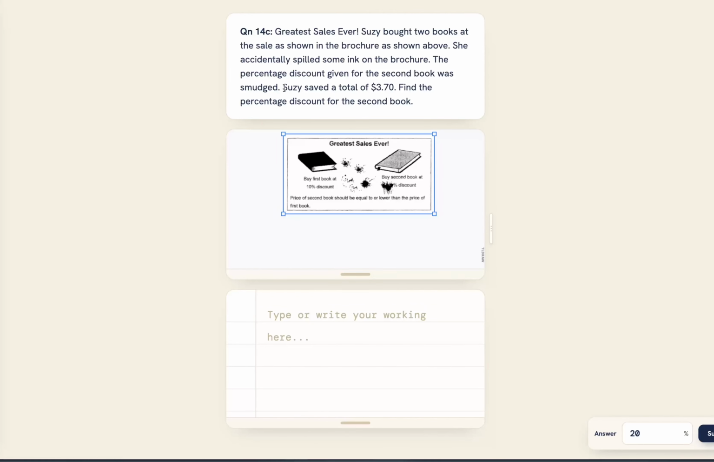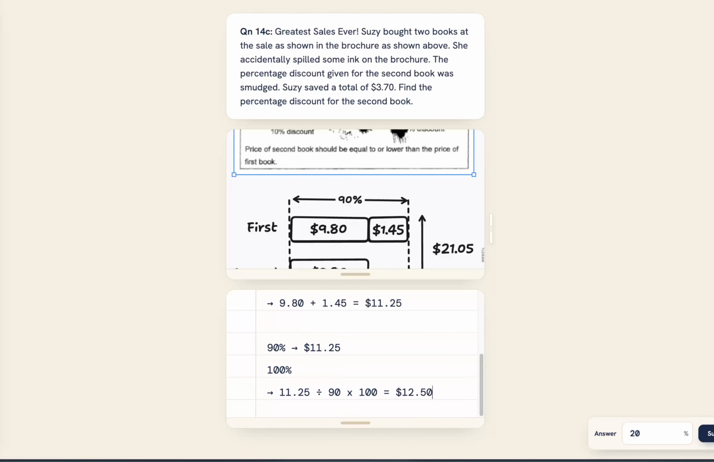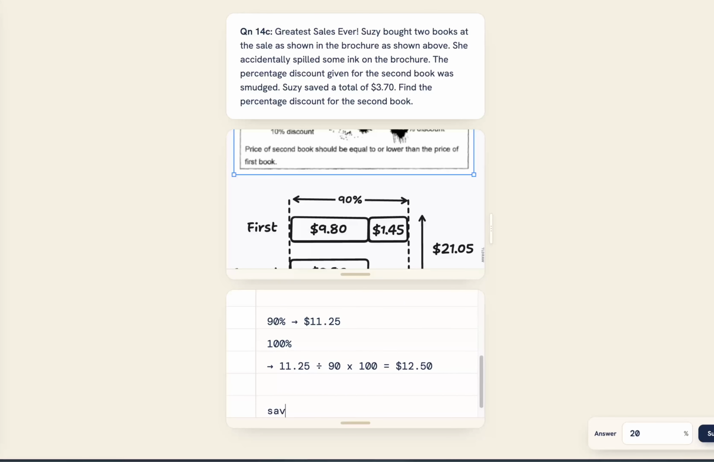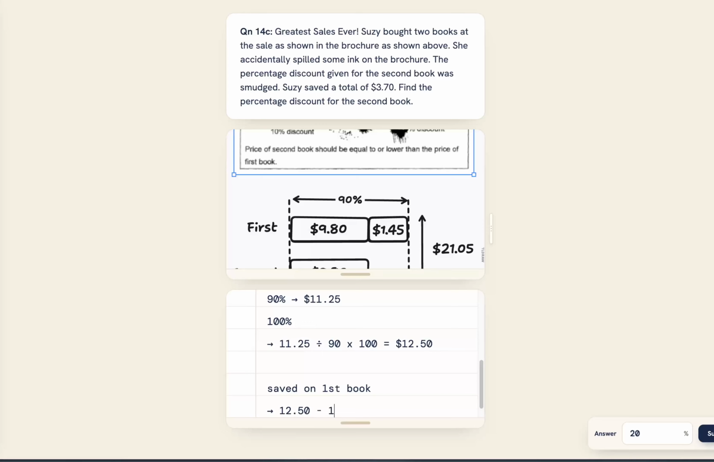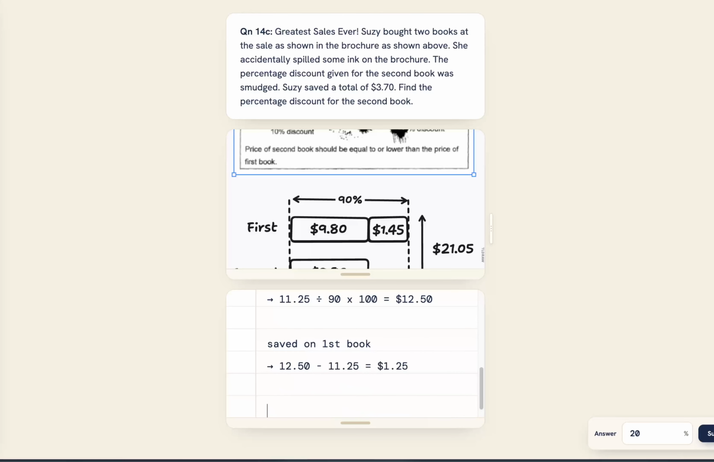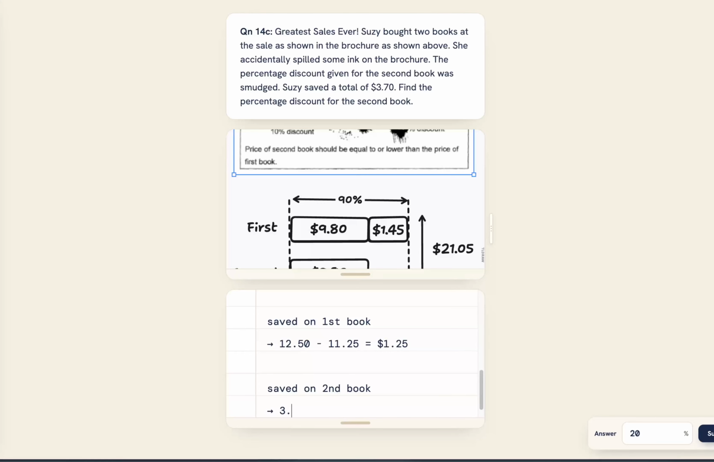For part C, Susie saved a total of $3.70. Find the percentage discount for the second book. So we know from the previous question the first book is $12.50. So how much did she save? She saved on the first book, in this case, 12.50 minus 11.25, and this will be equal to $1.25. Then that means she saved on the second book, in this case, 3.70 minus 1.25, and this will give us $2.45.